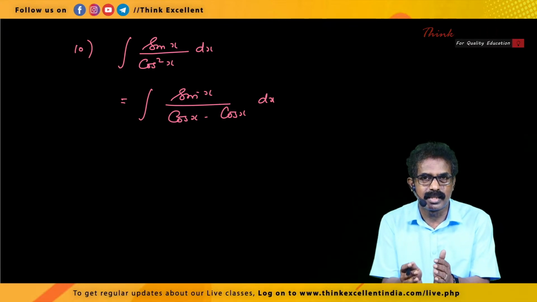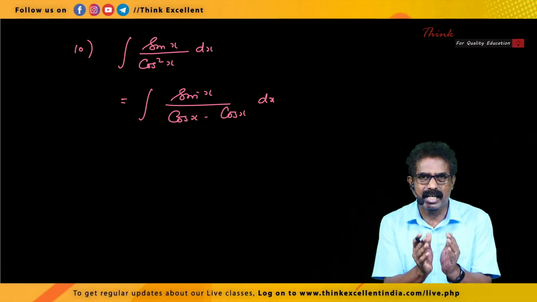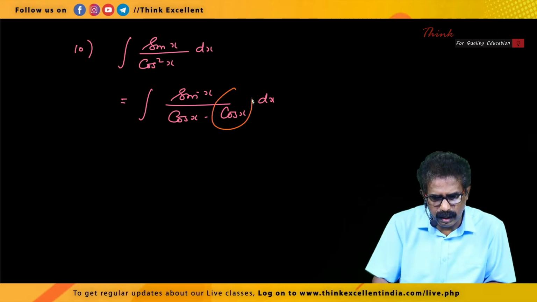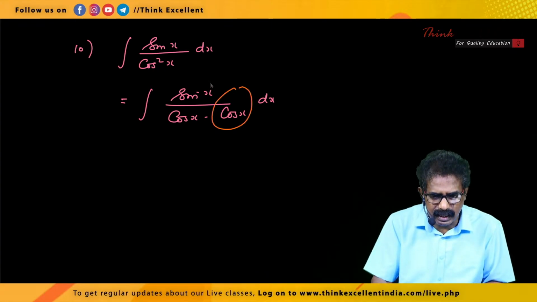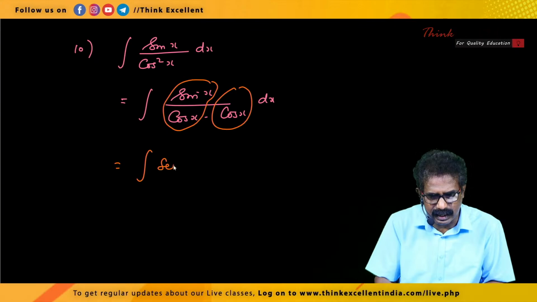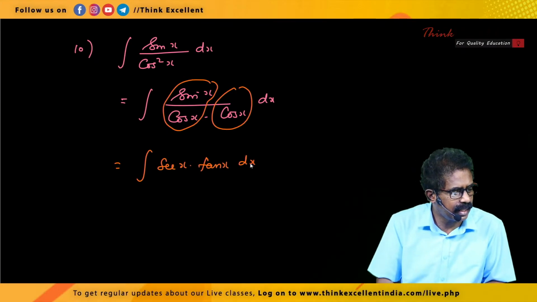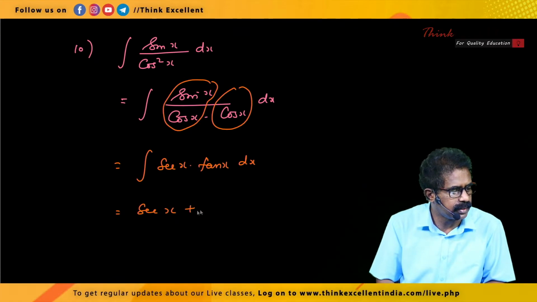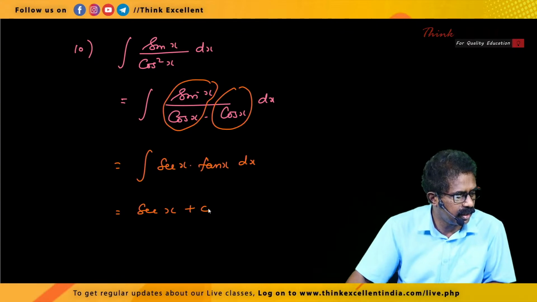Already I said today's class is all direct questions only, right? We are doing direct formulas in today's class. So how can you take this? 1 by cos x is secant x. Sin x by cos x is what? Tan x. You arrive at a familiar formula. Secant x tan x, its integration is what? Secant x plus c. Deepak, Subhashini, Abhishek Kumar.